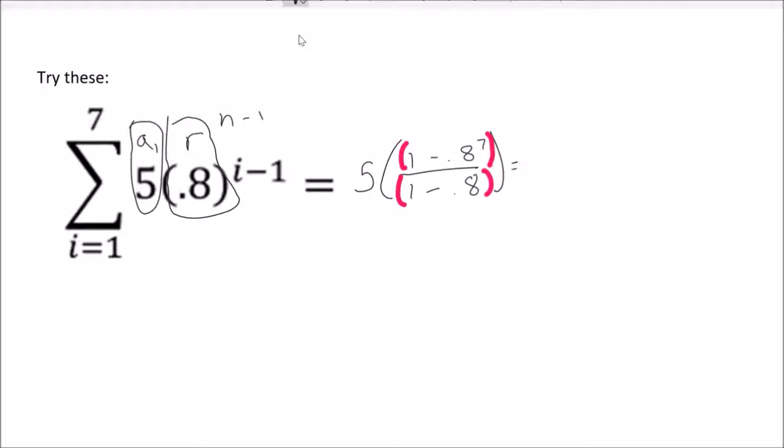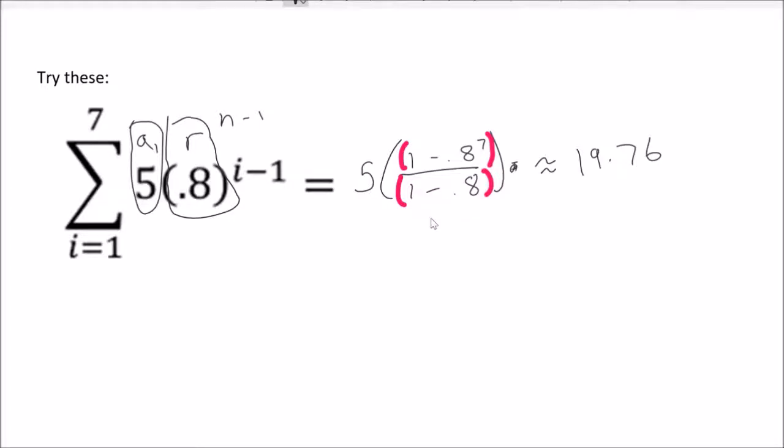And what do we get? I get 19.76. I'm going to round my answer, so I'm going to use the little approximately symbol. So it's about 19.76. Okay, and I hope you can see already, this process was a lot easier than writing out all the terms, calculating them, simplifying them, and adding them together. So this is our little shortcut.